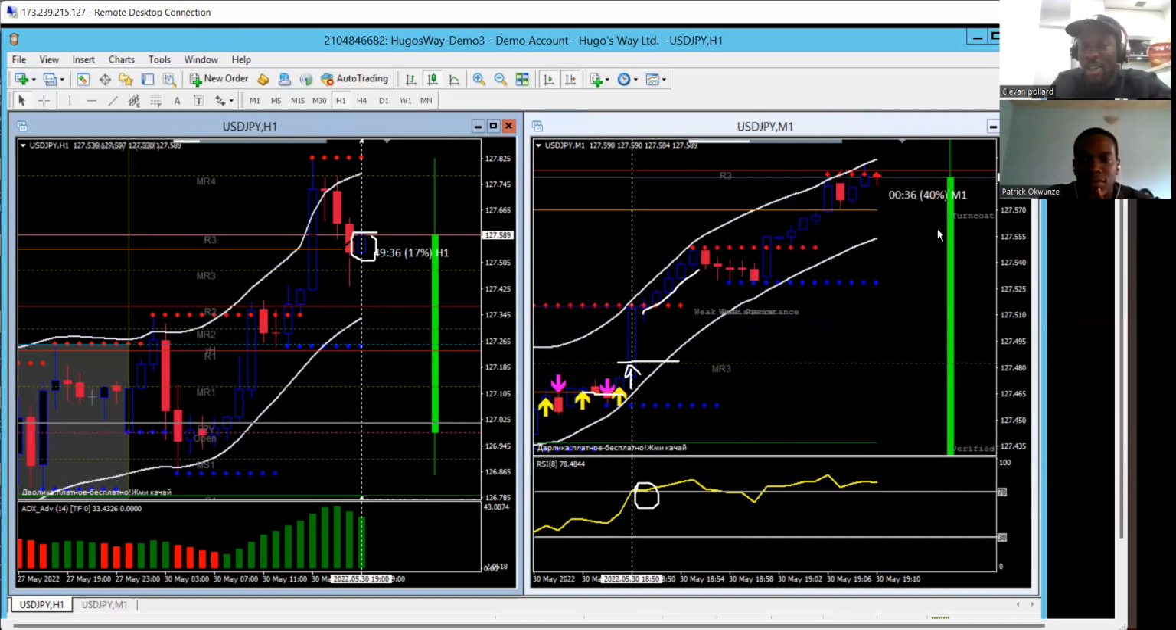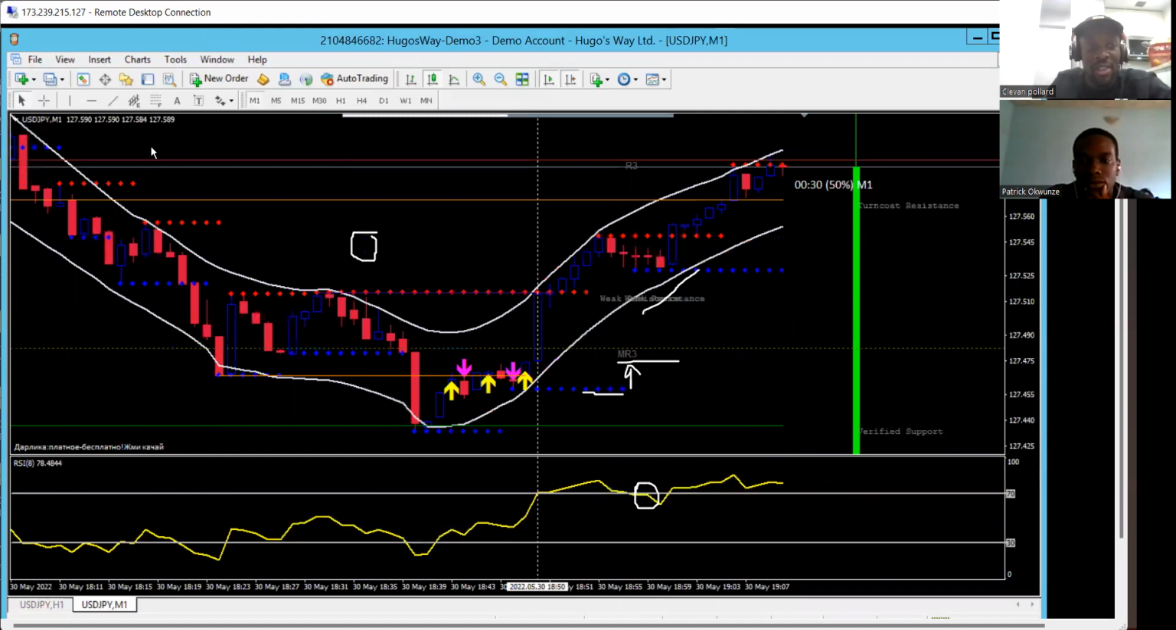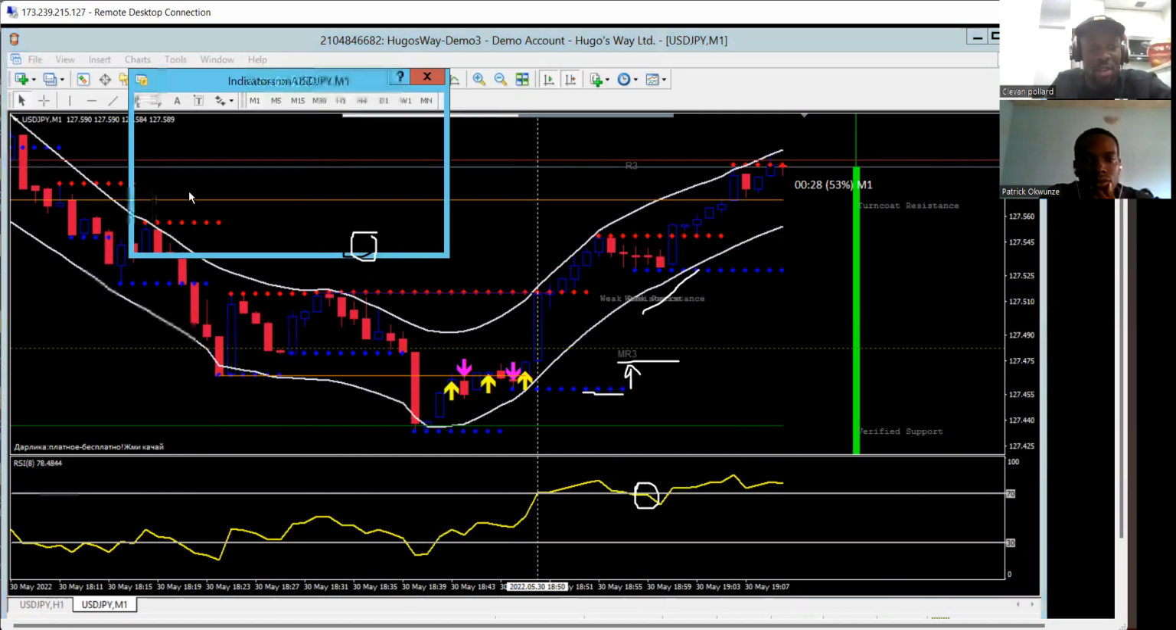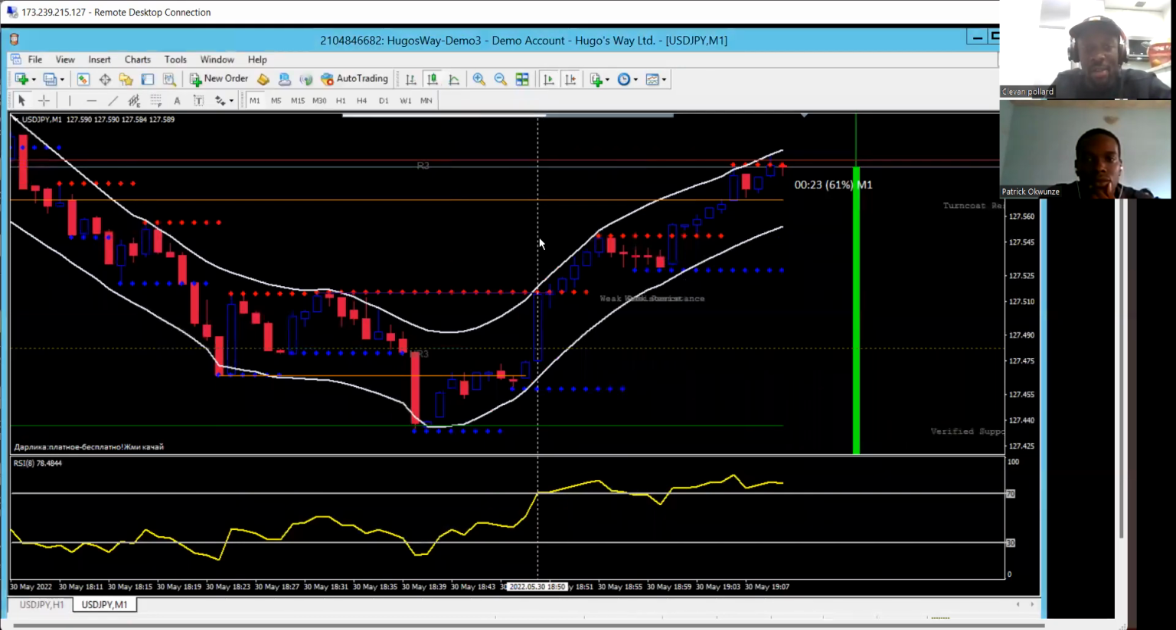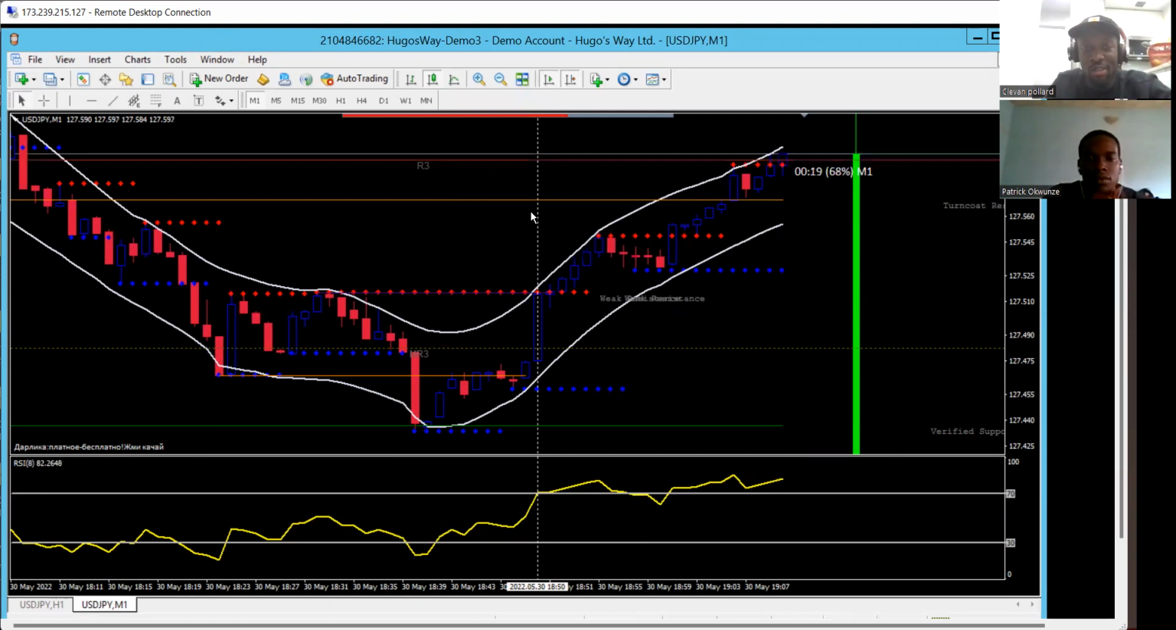I can show you this right now. This is how you get really good at this. With this setup, I'm gonna make it very simple. I'm gonna take off all the bells and whistles, and I'm just gonna leave the band with the RSI. That's it. And this is just pure price action right here. Let me show you how to do this.